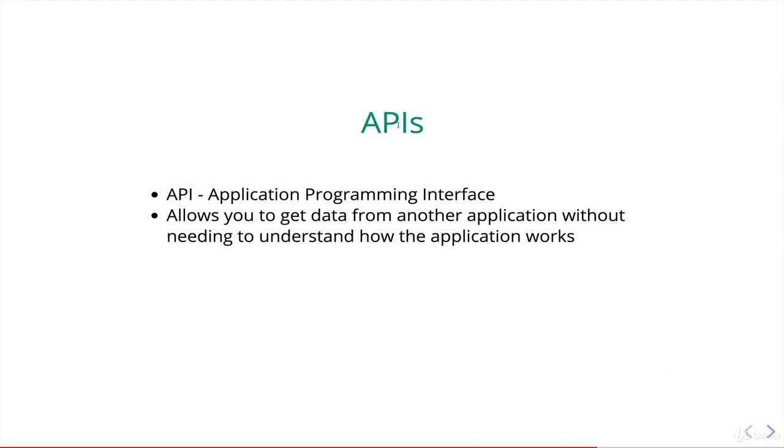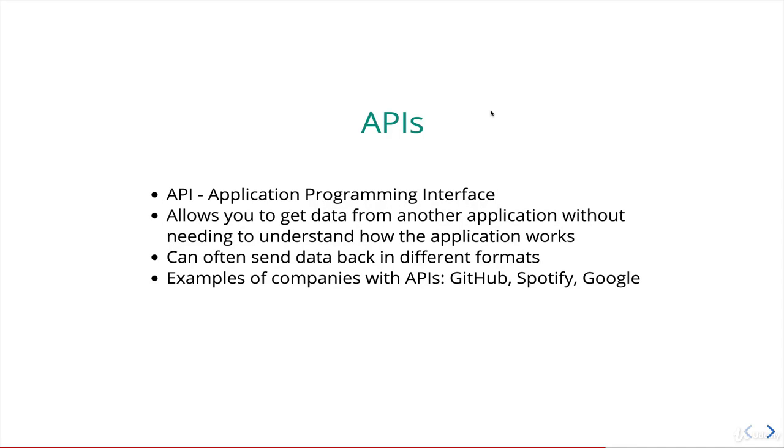So this is called an API. APIs just allow us to write code that can get data from another application without having to understand how the application works, without having to be a human. We can just transfer data back and forth with another website in a really easy way. That's all an API is.